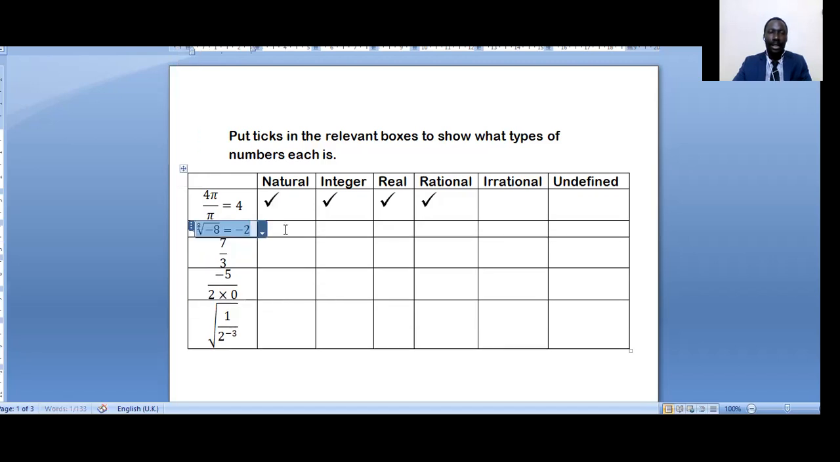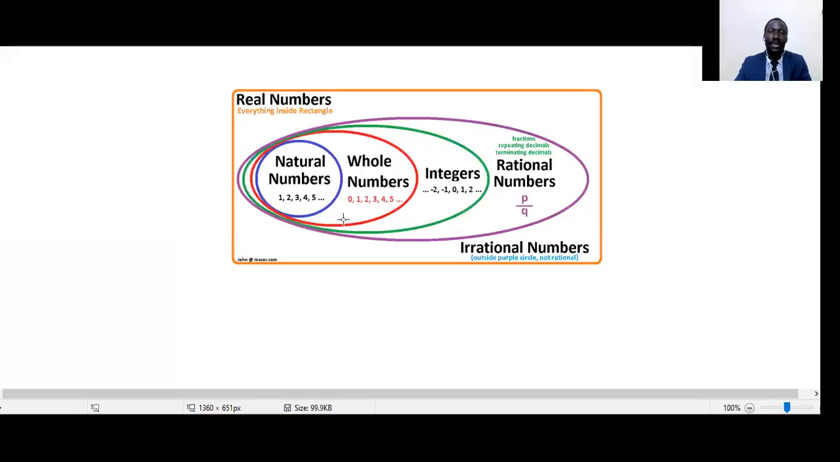Well, yes, we can describe -2, but can we describe it as being a natural number? No, a natural number is a counting number. Counting numbers don't have what? They don't have negatives in them. And because we don't have negatives in natural numbers, we say -2 is not a counting number, is not a natural number. How about a whole number?